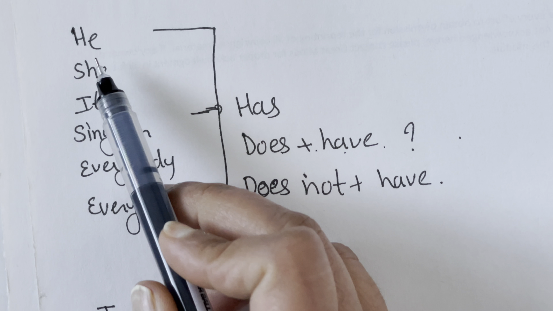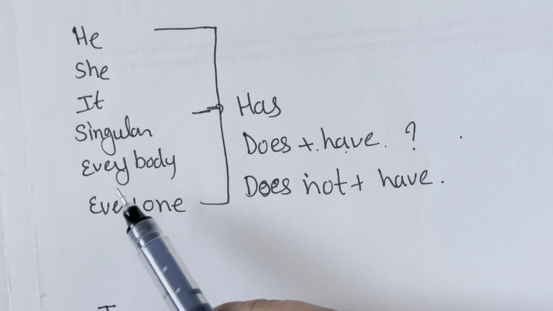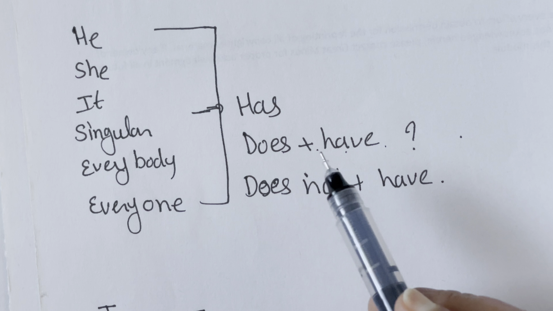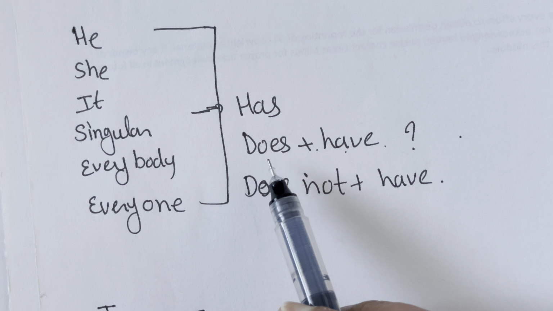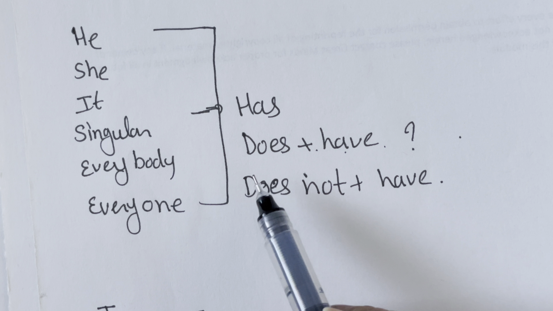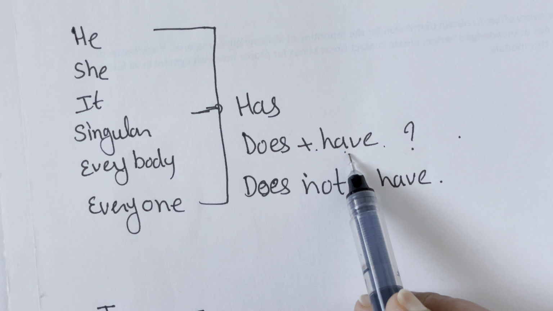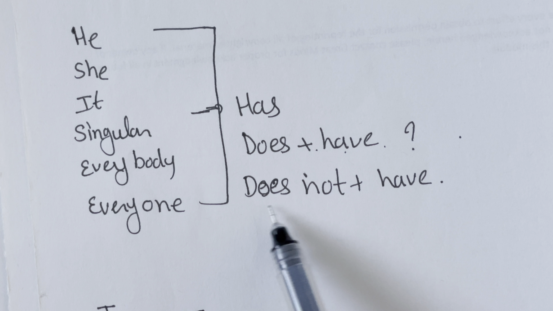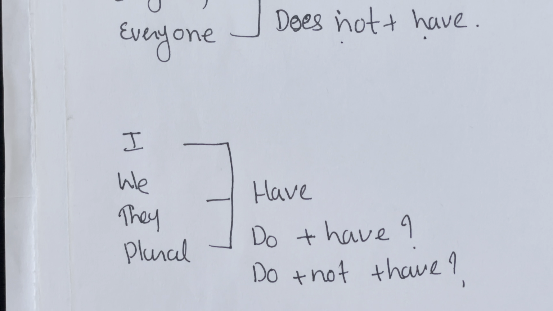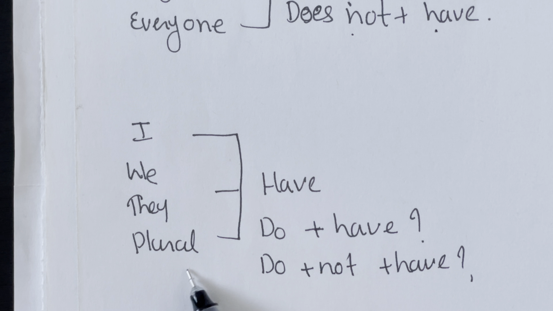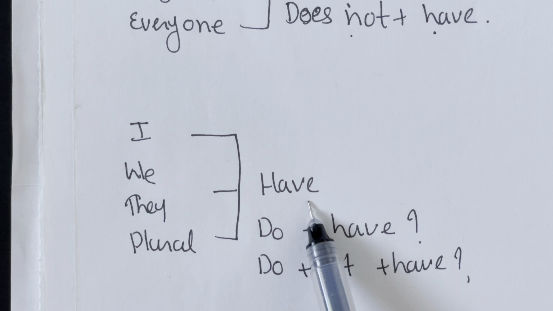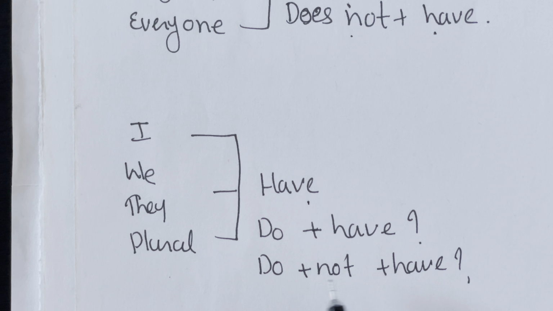So remember, with he, she, it, singular, everybody and everyone, we use has, or for an interrogative sentence, we use does plus subject plus have, and for a negative sentence, does plus not plus have. And with I, we, they, and a plural subject, we use have, or for an interrogative sentence, we use do plus subject plus have, and for a negative sentence, do plus not plus have.